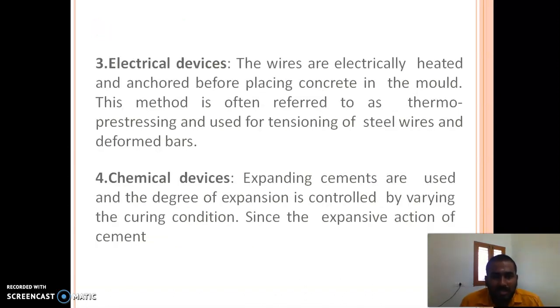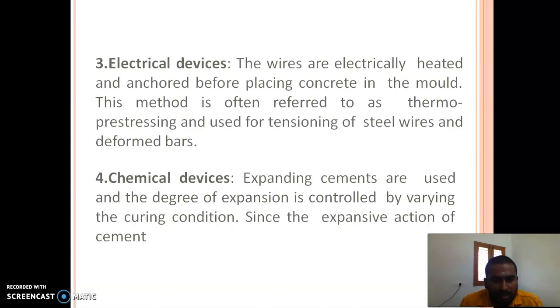The third one is electrical devices. The wires are electrically heated and anchored before placing concrete in the wall. This method is often referred to as thermo-prestressing, used for tensioning of steel wires and deformed bars. These are used for minor purposes, and only a small amount of force can be transferred to the tendons.